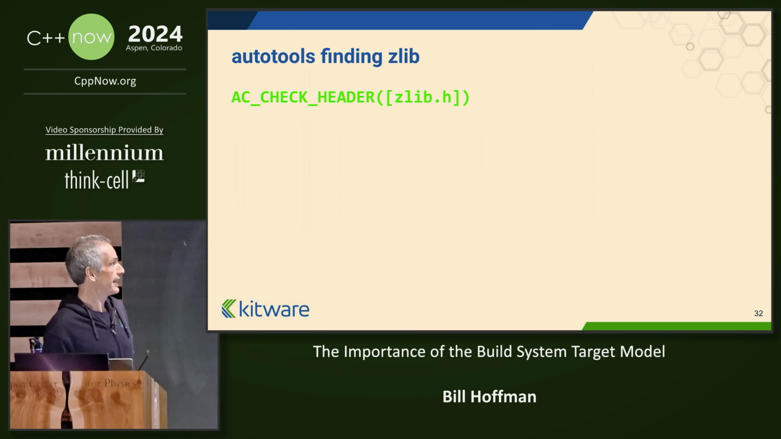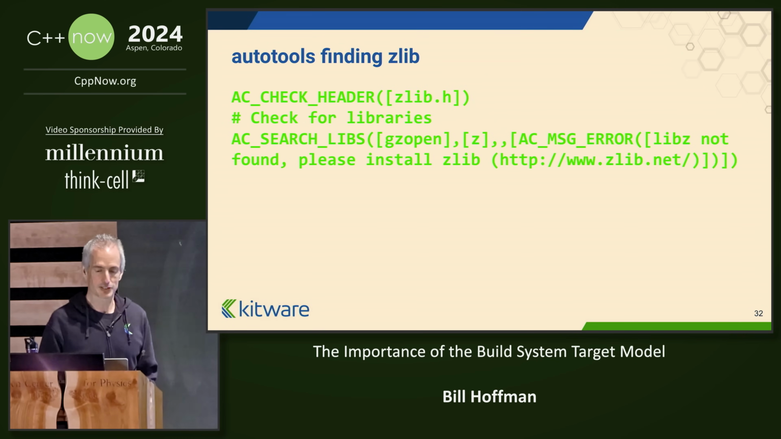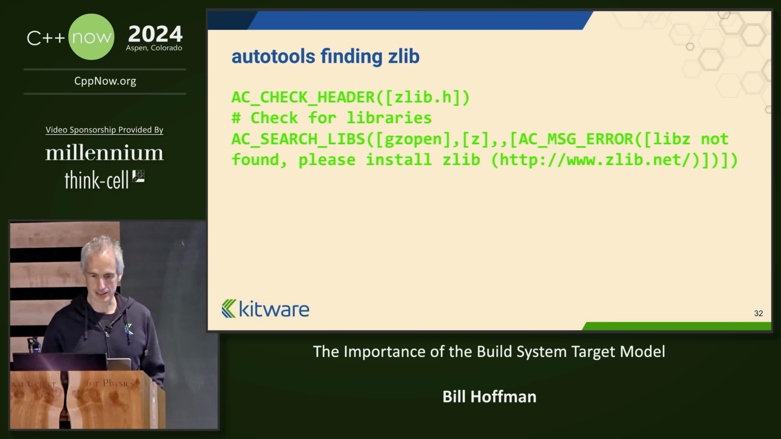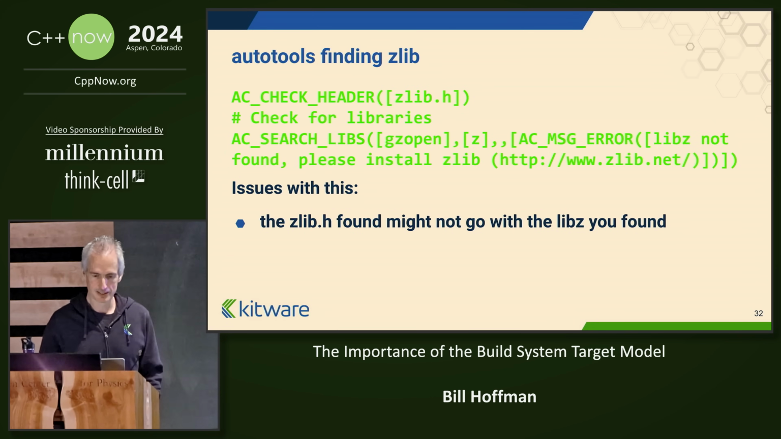All right, so I write an AC check header, look for zlib.h. That's going to search around on the disk and see if it can find a zlib.h. And then I'll check for the libraries, and I'm going to look for some library called z that's got a function called gzopen. And I'm going to output an error message if I don't find it. Looks reasonable. All right, I've got some issues with this. The zlib.h that it found might not go with the libz you found. Then you're going to be in trouble.